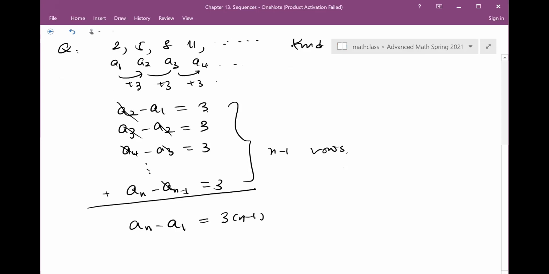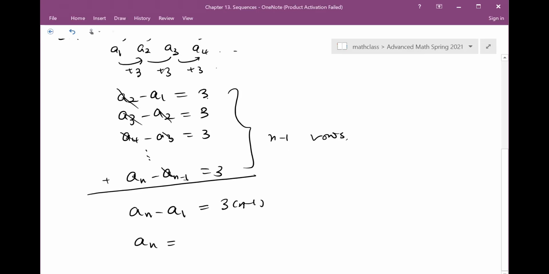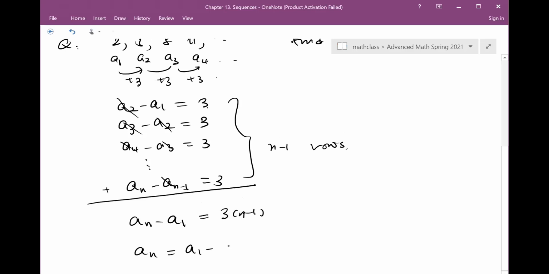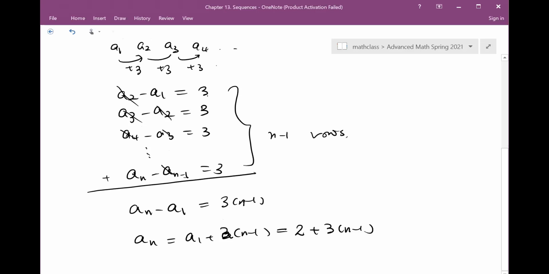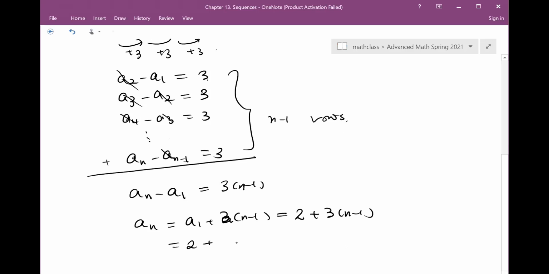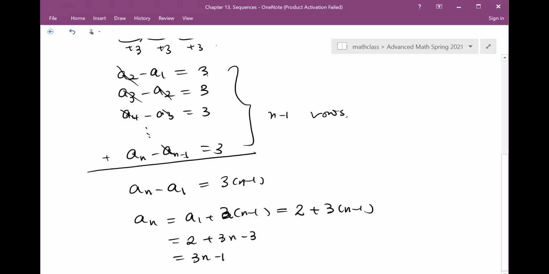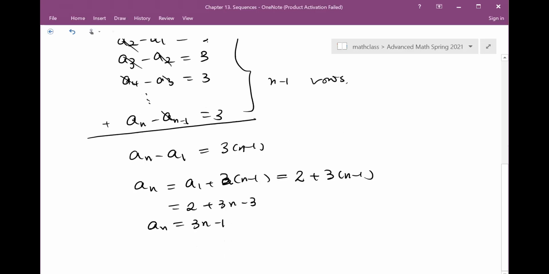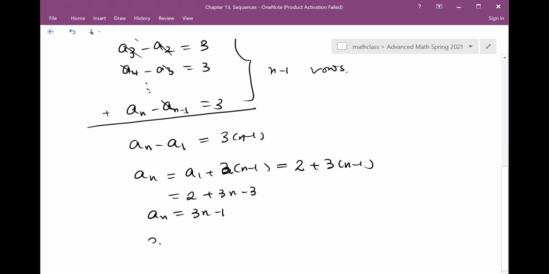So great. Because we know the first term is 2, it's A1 plus 3 times n minus 1. A1 is 2. So this is a general formula. You can simplify. It's minus 3, so 2 minus 3 is negative 1. So 3n minus 1. Okay, so this is the general term. And double check that: you can check A4. A4 is 3 times 4 minus 1. It's 11. Yeah, that matches what we get. Okay, so this is the general formula.